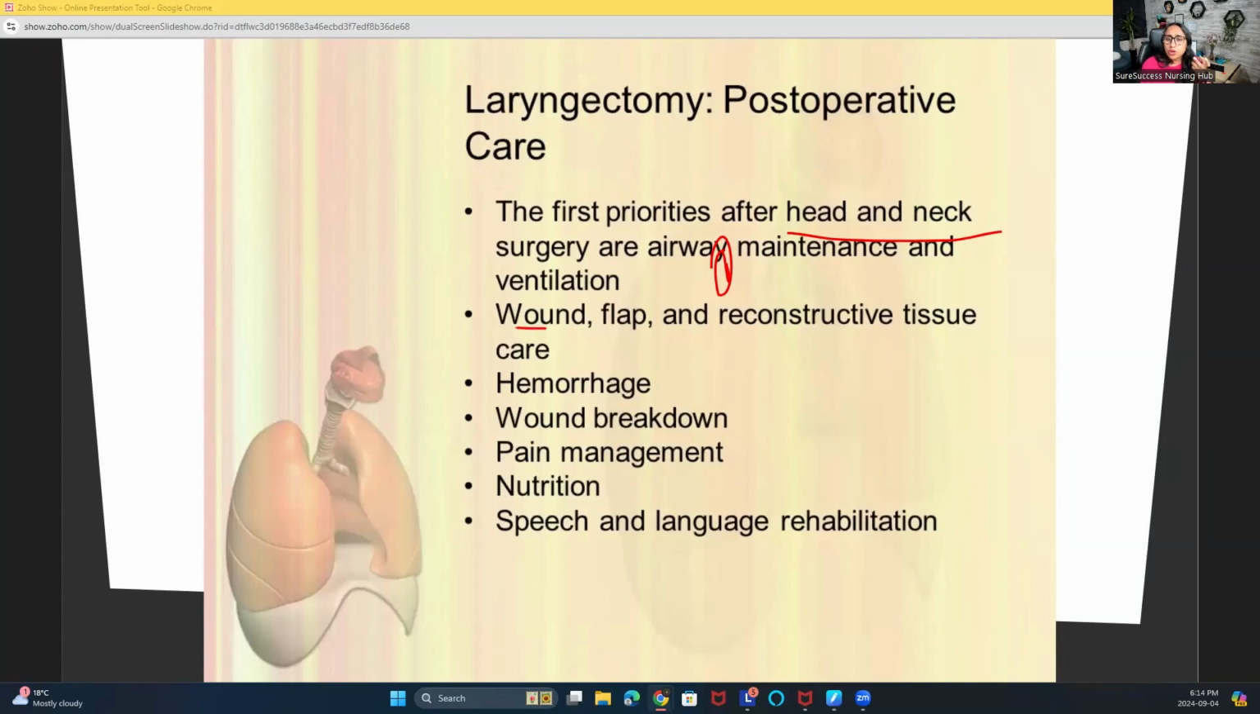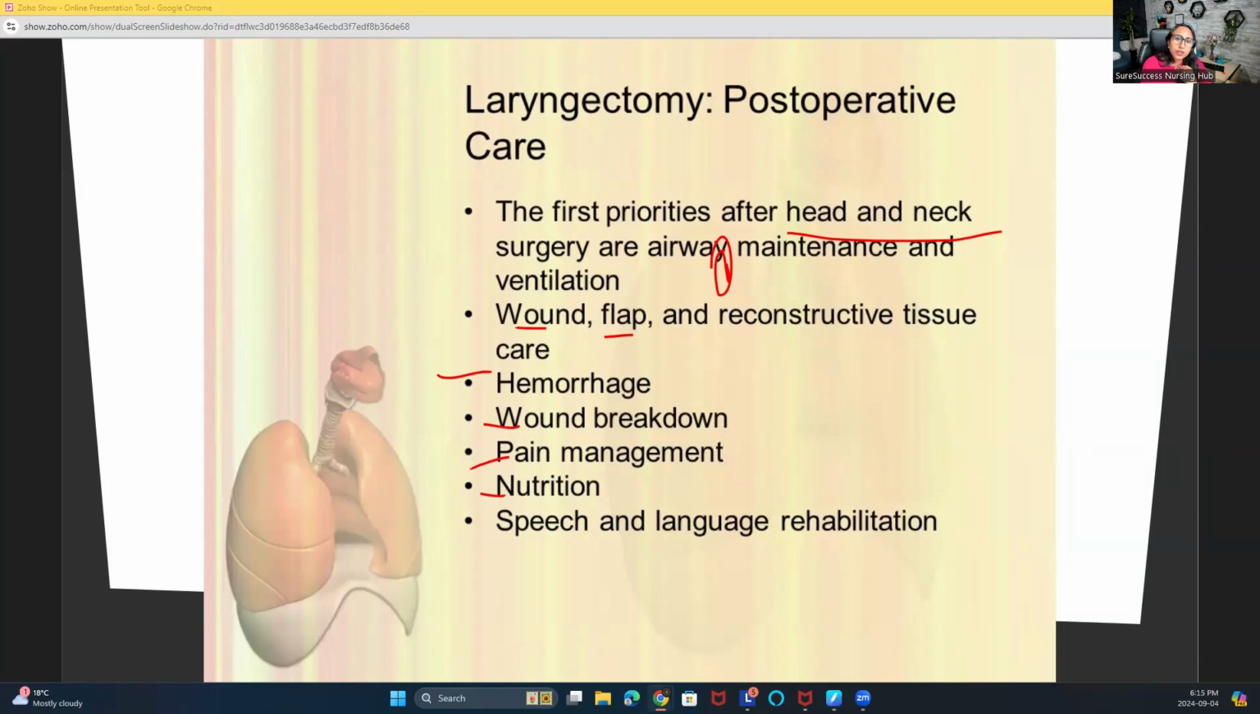Take care of the wound, flap, reconstruction. If it is a plastic surgery, take care of that. Look for the hemorrhage, look for the wound. Is it infected or not? Pain is there.